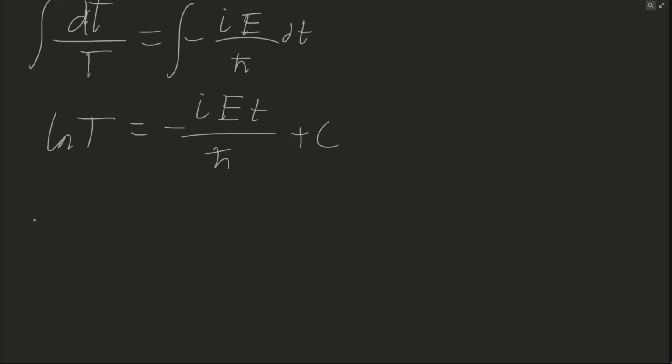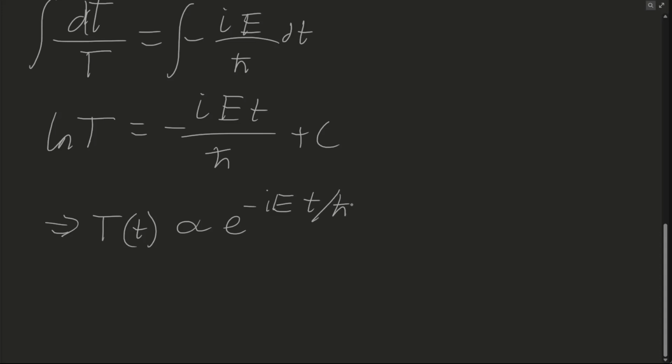And so if we do e to the power of both sides, we know therefore that T of t is proportional to e to the minus i times the energy times time divided by Planck's constant.